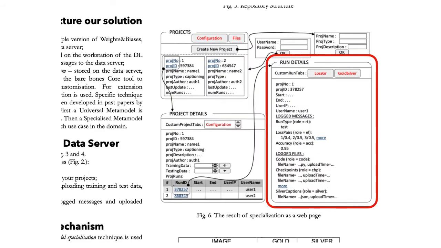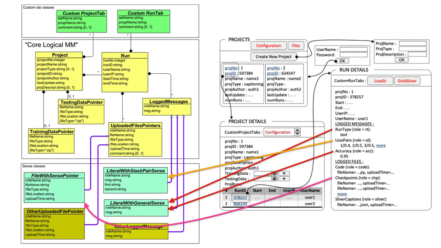Sense classes are for giving specific roles to messages or files. These are then used to organize the logs and the output, as well as how their storage is structured. In the specialized metamodel, runtime and accuracy would be specialized versions of literal with general sense, the red arrows, meaning the log message is displayed with the relevant title. Loss pairs is a specialization of literal with pair sense, the orange arrow. This allows recognition of the fact that a pair of values are being logged and displays and stores them accordingly. Code, checkpoints, and silver captions are specializations of files with sense pointer, the pink arrow, which again displays the files with the respective title.